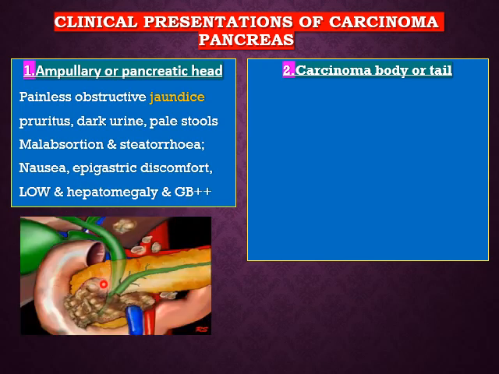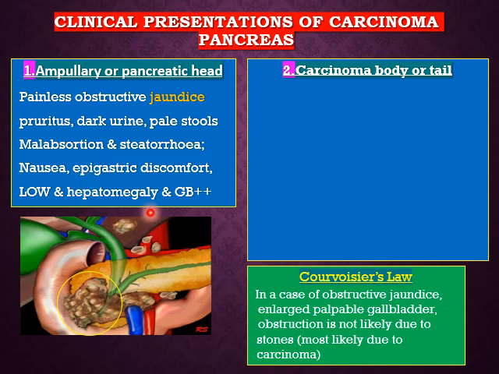Okay, so here it shows you the pancreatic head tumor. This tumor causes obstruction of the lower end of the bile duct, causing all these features. Okay, the enlarged gallbladder is the basis of Courvoisier's law that we get in patients with such lesions.